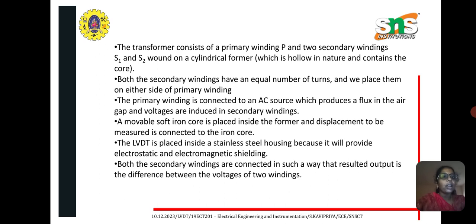And we have an iron core which is placed inside the former. So we are going to measure the displacement of the iron core, and the displacement is converted to voltage here.